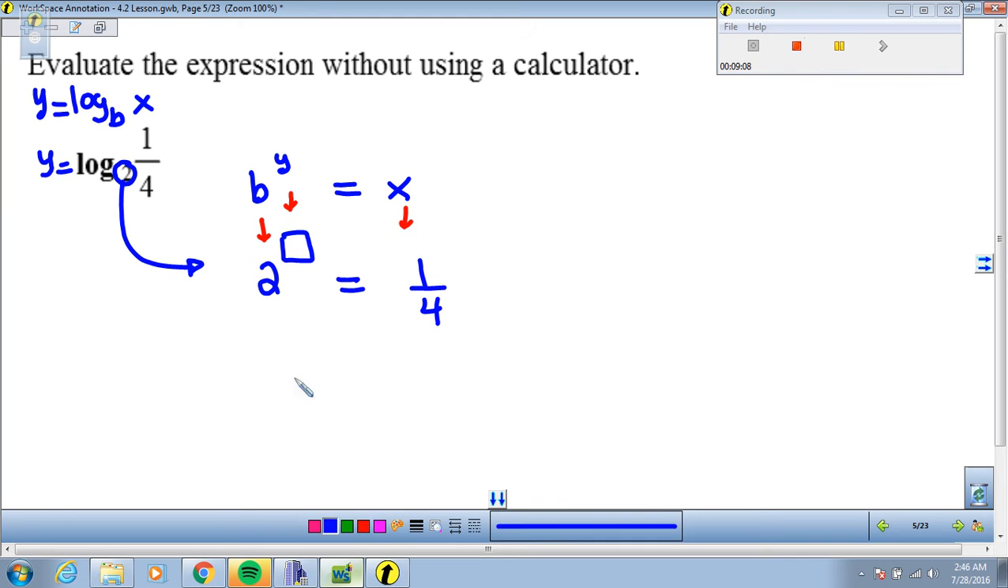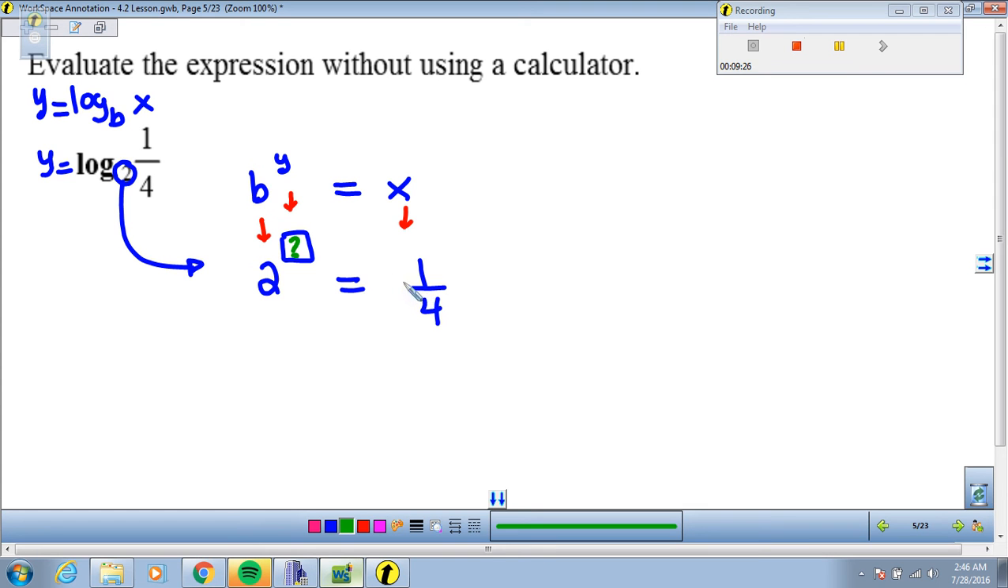So you can see it two ways. Either change this into exponential form to solve it, or the way of solving a logarithmic form is always going to be: take the base, the small number, and think, this base raised to what number here? So this is the question. What number is going to go here, so that when I do 2 raised to this number, the answer is 1/4.